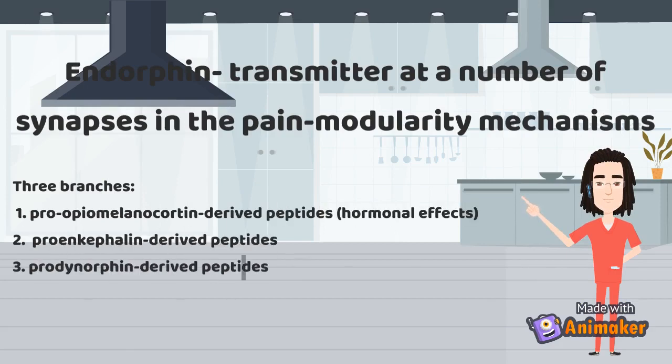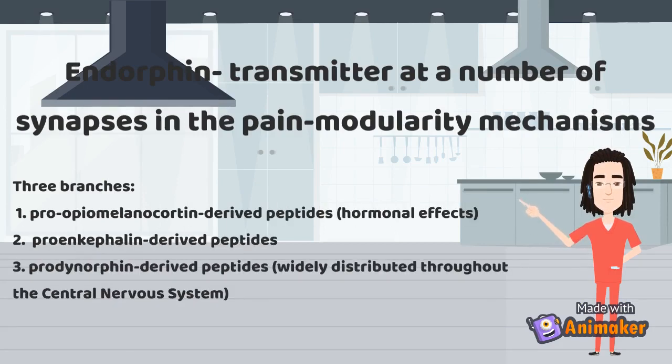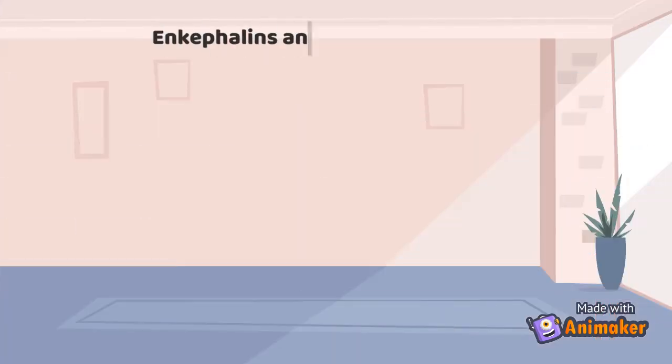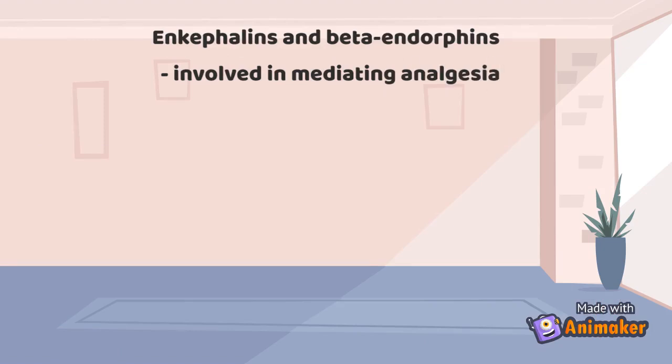Three branches. First is the pro-opiomelanocortin-derived peptide, found in the anterior and intermediate lobes of the pituitary gland, with a modulating effect. Second is the proenkephalin-derived peptide. And the third is the prodynorphin-derived peptide, widely distributed throughout the central nervous system. Enkephalins and beta-endorphins are involved in mediating analgesia.